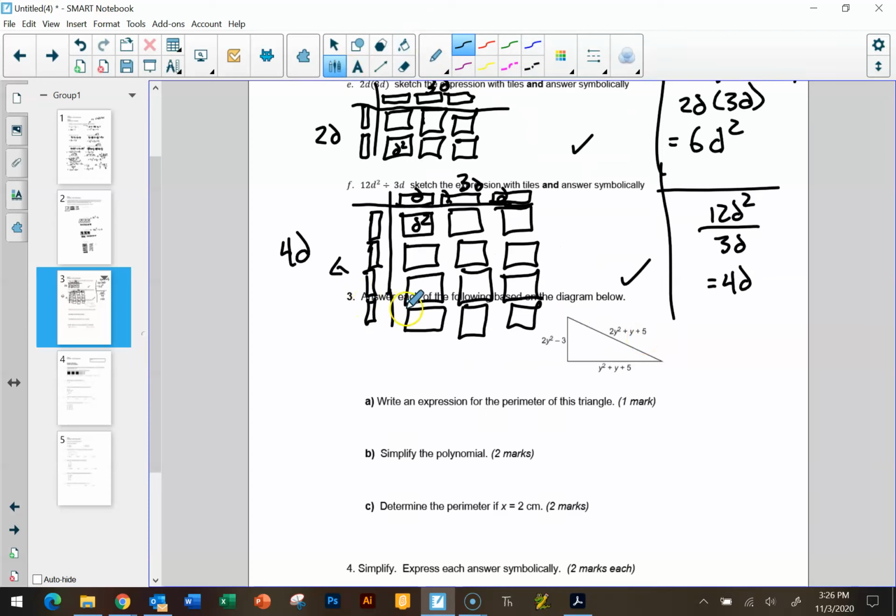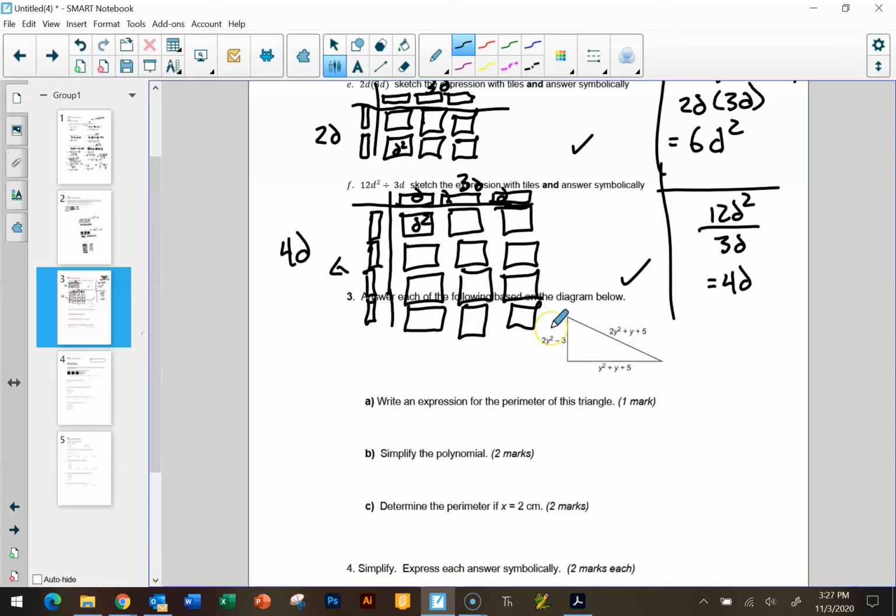All right, 3, answer each of the following based on the diagram below. So we've got a triangle here. I'm going to say straight up front, I didn't bother to check. We'll just pretend this isn't a right angle triangle because I didn't check to see if a squared plus b squared actually equals c squared. I didn't do it.